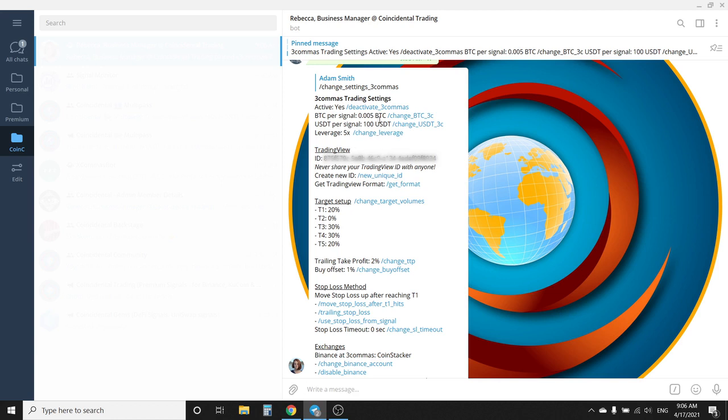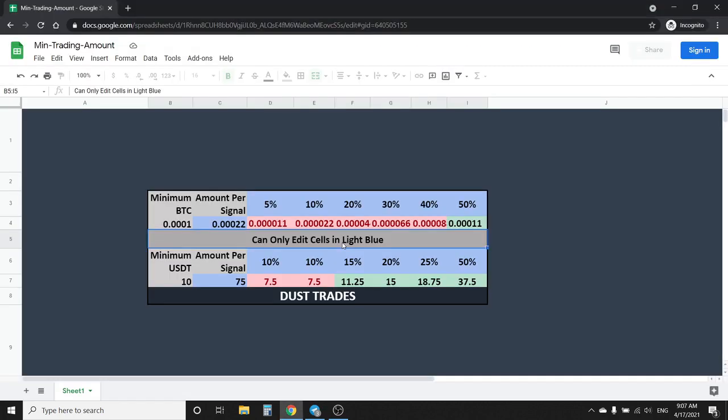Let's stop right here for a moment. We've had some questions come up in the past with people getting errors that their trades aren't going through. Usually it is because they are using a small amount, or their target setups are low, and they're doing what is considered a dust trade. I will share this link also, and you'll be able to see this exactly how it is. You'll be able to edit the values in light blue. This is the minimum amount of BTC that can be used for a trade with 3Commas, and this is for Tether. $10 is the minimum amount.